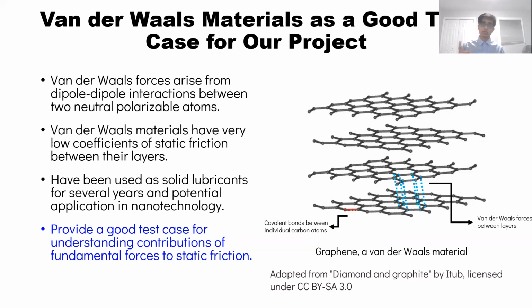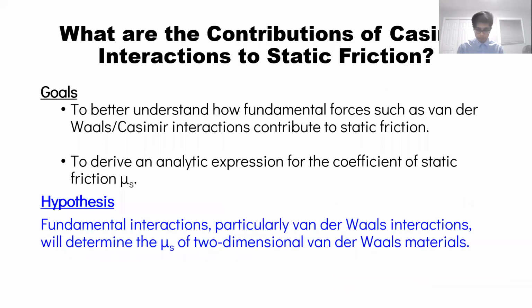They have very low coefficients of static friction between their layers, and it's for that reason they've been used for decades as solid lubricants. They are also recently emerging for potential use in nanotechnology. Van der Waals materials provide a good test case for understanding the contributions of fundamental forces like the van der Waals force to the force of static friction. That brings us to our research question. What are the contributions of van der Waals and Casimir interactions to the force of static friction?